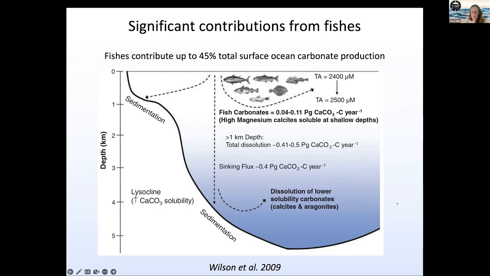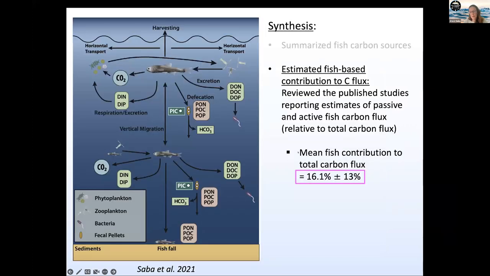So we took all these things into account and calculated the mean fish contribution to total carbon flux was about 16.1% globally. It has a very high uncertainty, that's plus or minus 13%, and that's because of the lack of data that we are working with. But still, that's a pretty high percentage, and it's on par with zooplankton. So it's about equal to what has been previously estimated for global contributions of zooplankton flux.